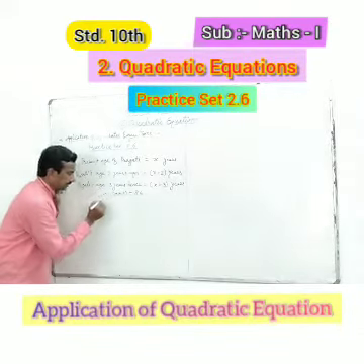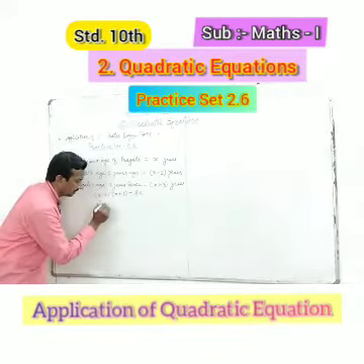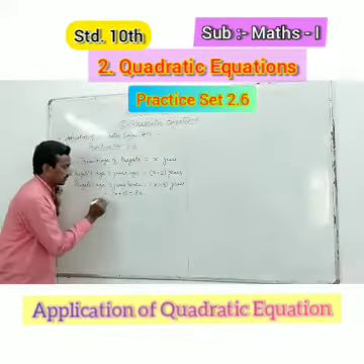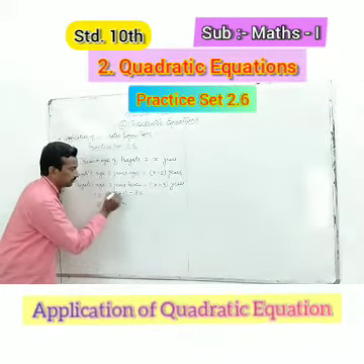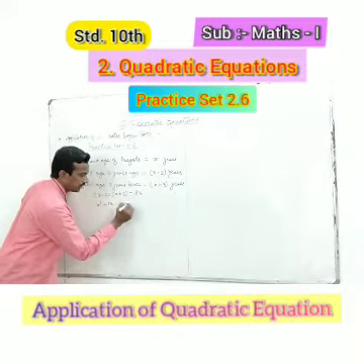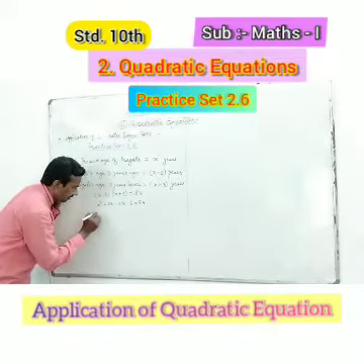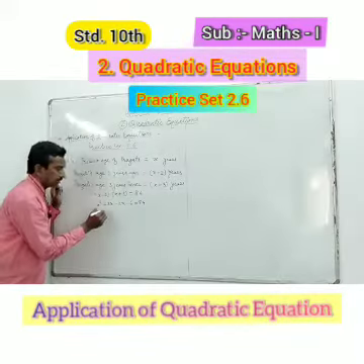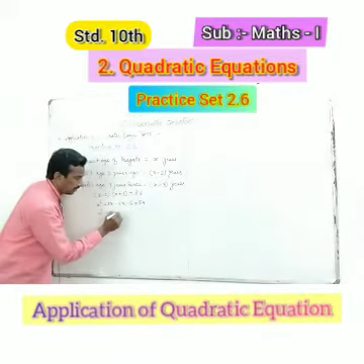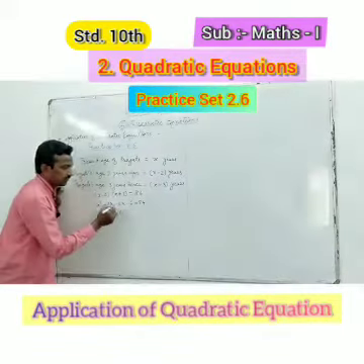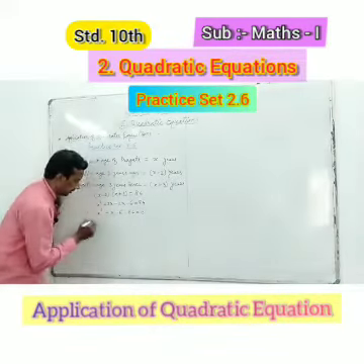x into x, then we get x square; x into 3 is plus 3x; minus 2 into x is minus 2x; minus 2 into plus 3 is minus 6, equal to 84. Therefore x square plus 3x minus 2x is plus x, minus 6. 84 comes to the LHS, it will become minus 84 equal to 0.